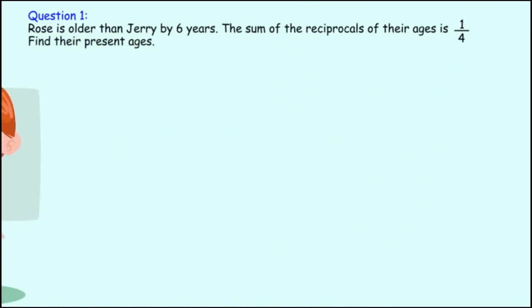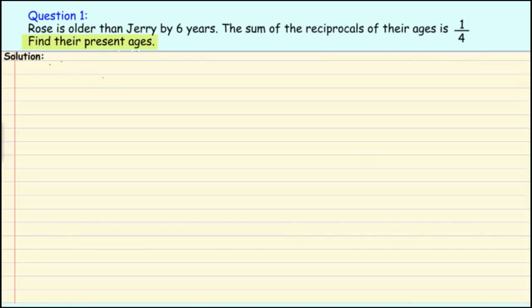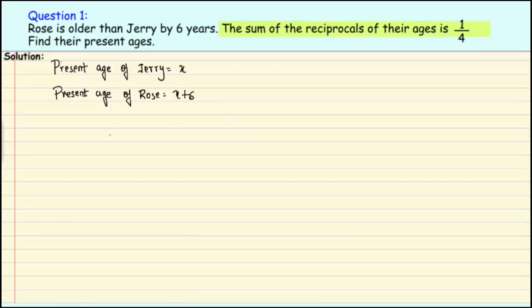So how we will solve it? Here we don't know their present ages. So let us assume the present age of Jerry be x. Also it is mentioned that Rose is older than Jerry by 6 years. Therefore, the present age of Rose will be x plus 6. And the sum of the reciprocals of their ages is 1 divided by 4.